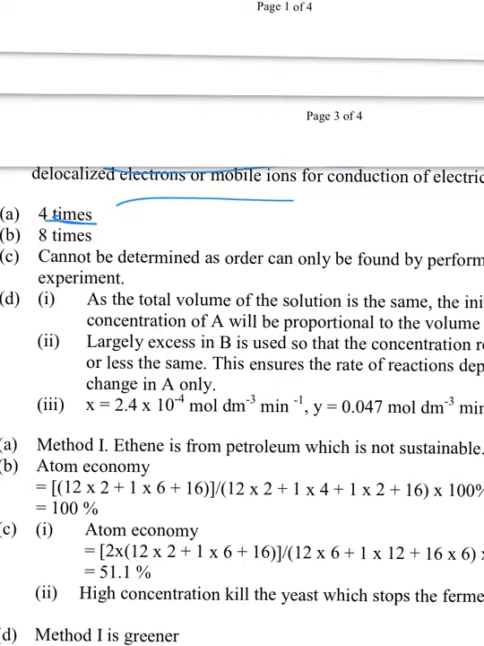How about A and B doubling together? So it will be 8 times, because the order of A is 1 and the order of B is second, that means squared. So if you double both, we get 8 times the rate.